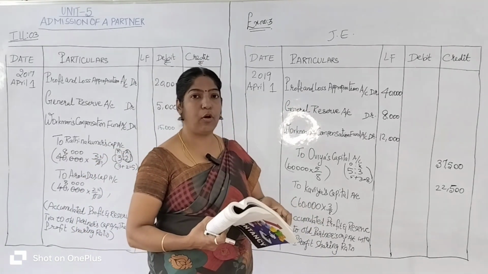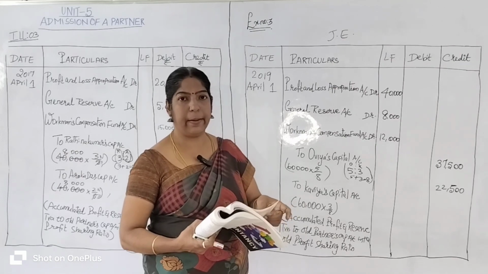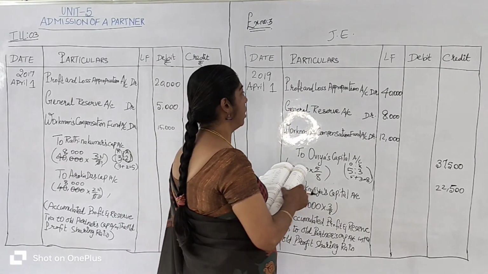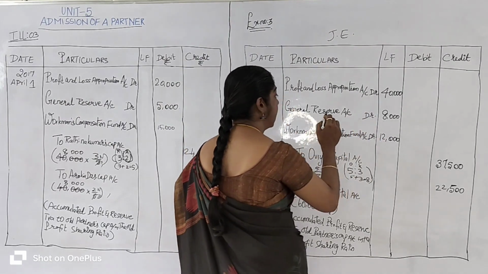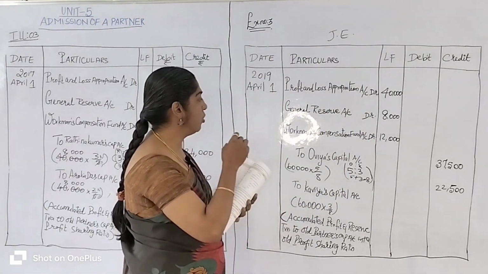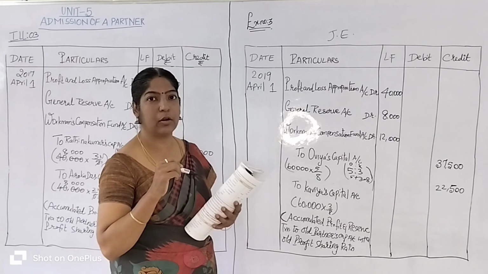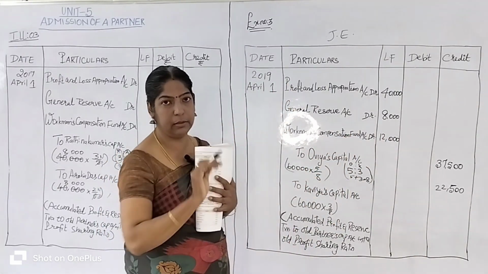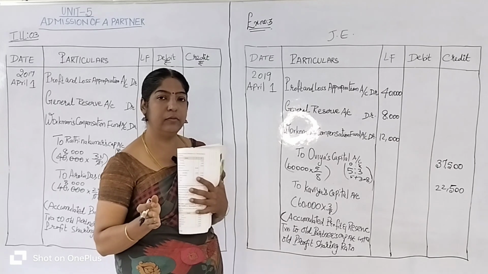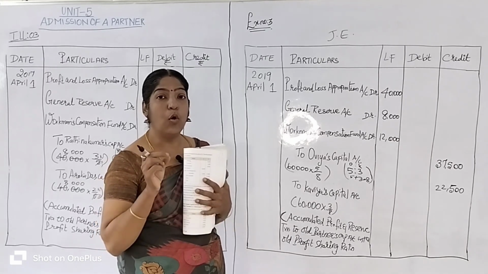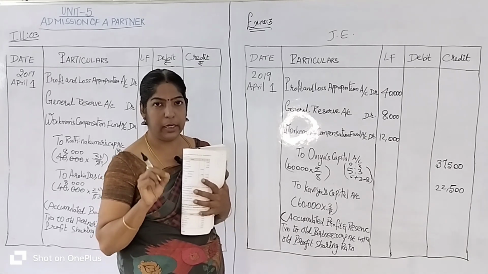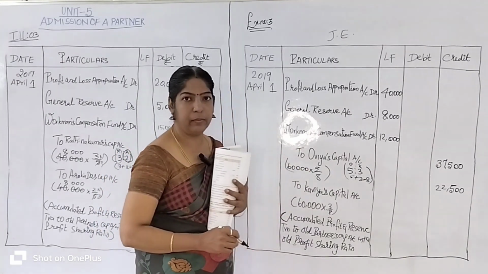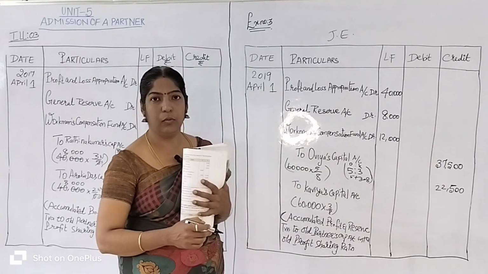The firm gets profit because it is on the liability side, so you are going to pass the journal entry. Profit and loss appropriation account debit 40,000 rupees. General reserve account debit 8,000 rupees. Workmen's compensation fund account debit 12,000 rupees. Then which account is to be credited? Old partners' capital account is to be credited. Who are the old partners? Ovia and Kavya are the old partners.